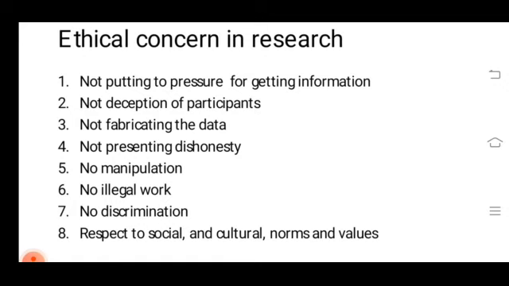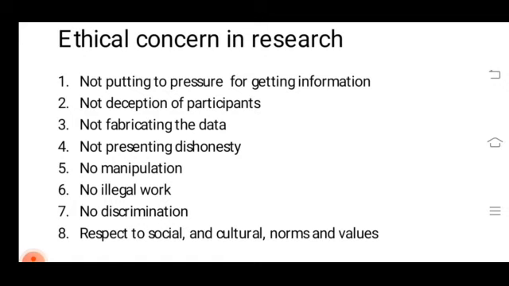Another ethical concern: no deception of participants. Researchers should give concrete information to participants and satisfy their curiosity, but should not give wrong information. Such behavior impacts researchers' results adversely. Thus, researchers should give participants the freedom to give their opinion, but should not pressure them to give answers as expected.